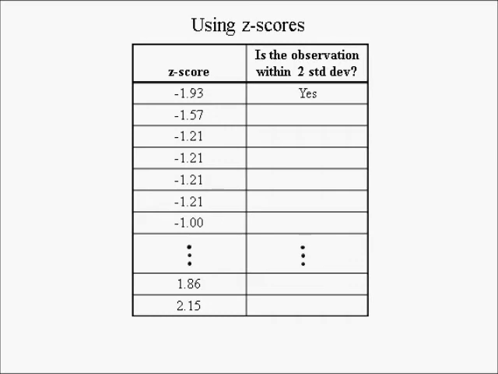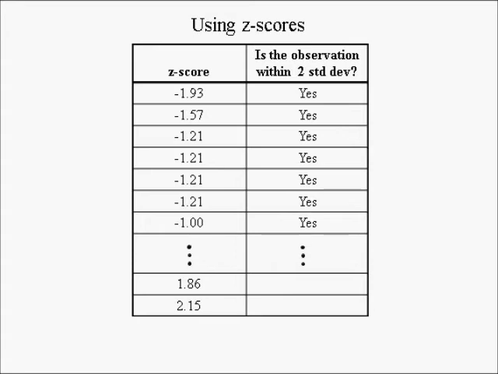The first observation is within 2 standard deviations from the mean because the absolute value of its z-score is 1.93, which is less than 2. The second observation is within 2 standard deviations from the mean because the absolute value of its z-score is 1.57, which is less than 2. The third, fourth, fifth, and sixth observations are within 2 standard deviations from the mean because the absolute value of their z-scores is 1.21, which is less than 2.